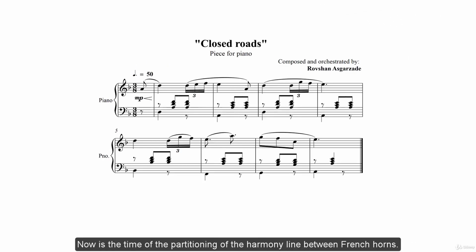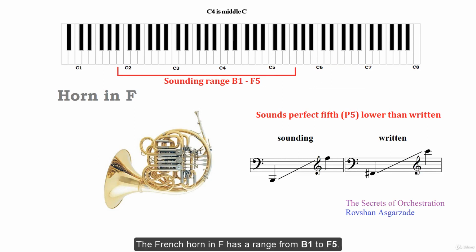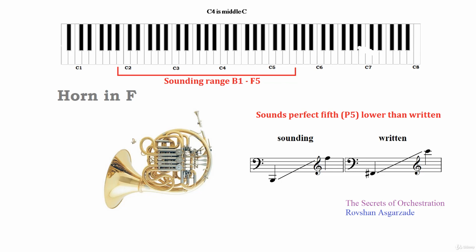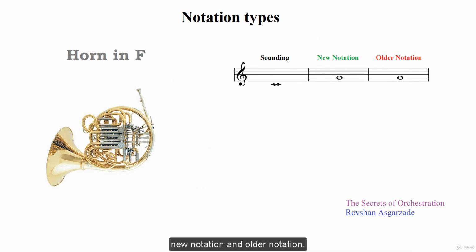Now is the time for partitioning the harmony line between French horns. At first, I want to talk about this instrument. The French horn in F has a range from B1 to F5. This is a transposing instrument and sounds a perfect fifth lower than written. The French horn is written in bass clef and in treble clef. There are 2 types of notation for this instrument: new notation and older notation.